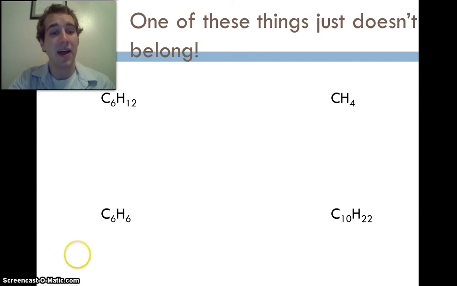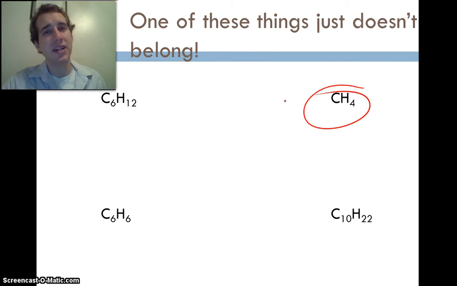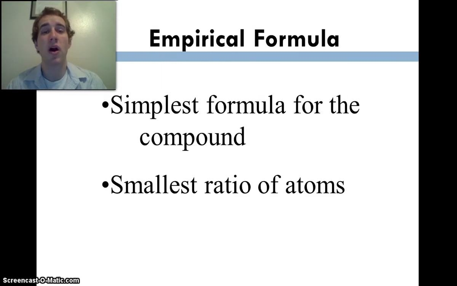I'm hoping that you said that it was our methane, CH4. What is it that's different? Well, it's the only one of these four different compounds, these four different substances, that cannot be reduced. It is the simplest, the most pure. We give that a name. We call that the empirical formula.